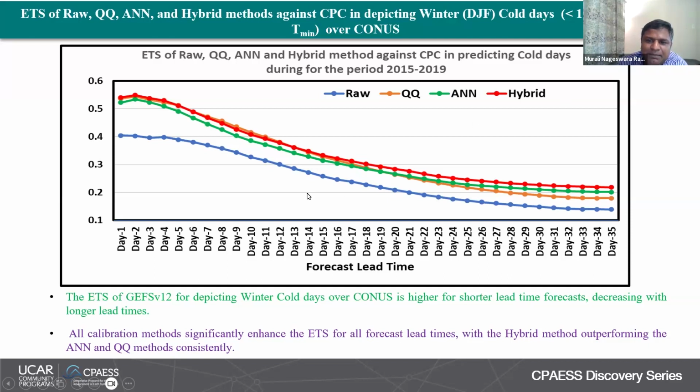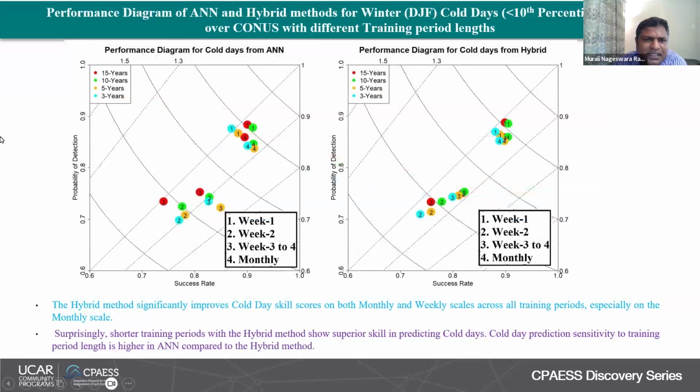Here you can see the hybrid method outperformed for all the forecast lead times, and the improvement can be observed even for the longer lead times. This is the ETS, Equitable Threat Score. And this is the performance diagram for the same cold days.